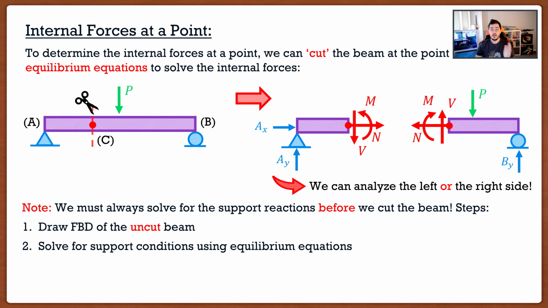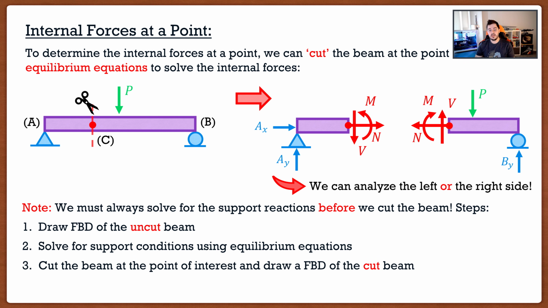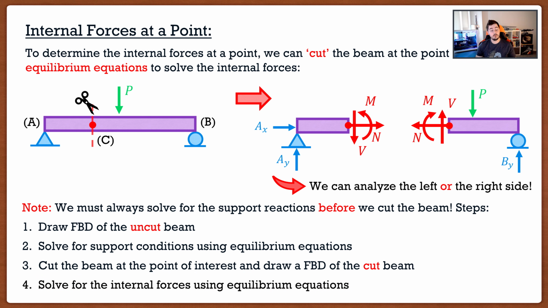So once I decide where my cut is going to be, in this case it's going to be C, then I cut the beam and I draw another free body diagram. So this would be the free body diagram kind of on the right side over there. From there I can use my equilibrium equations yet again to determine those three internal forces. So it's actually fairly simple.